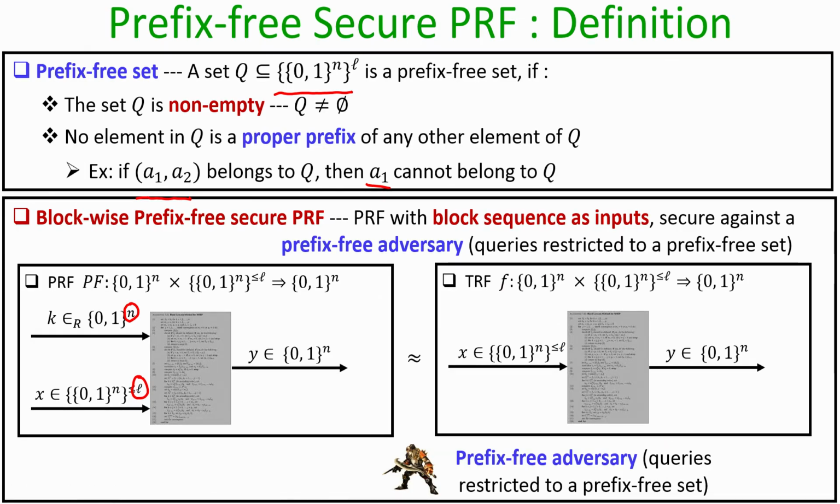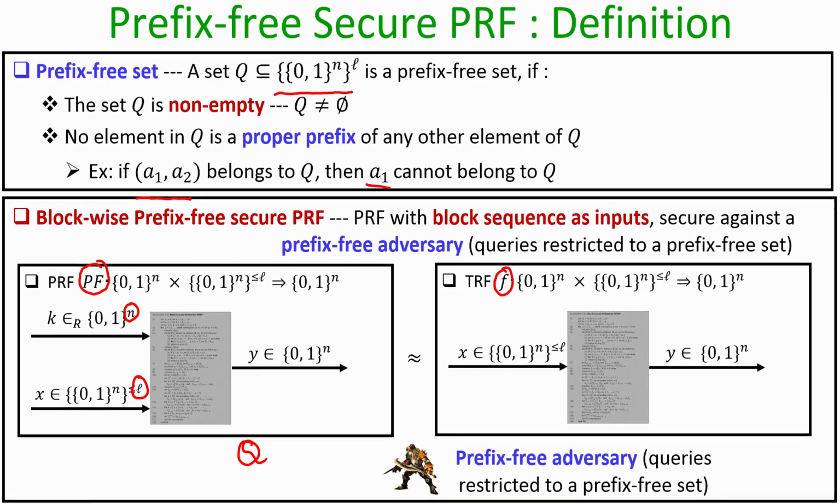Then what we mean by a prefix free secure PRF is that the behavior of this keyed PRF should be indistinguishable from the behavior of this truly random function little f against a distinguisher who is restricted to make queries only from a prefix free set. That means this distinguisher cannot ask for the value of the function on block sequence input A1 comma A2 as well as A1. That means whatever queries this distinguisher is going to ask in the PRF indistinguishability game, if we denote it by Q, then the set Q of queries for the distinguisher should constitute a prefix free set.